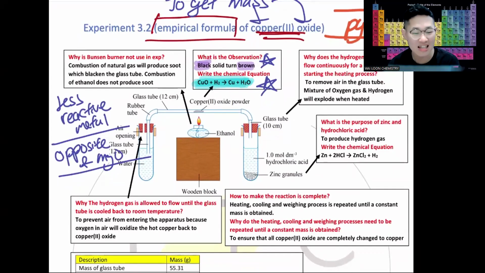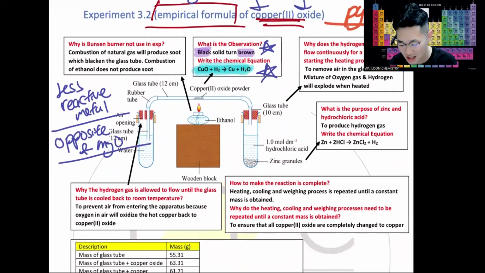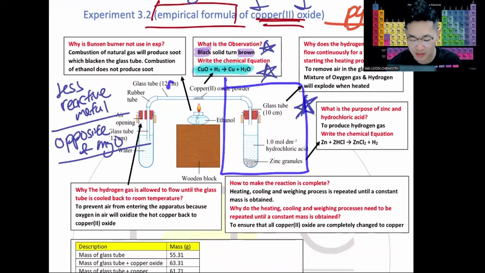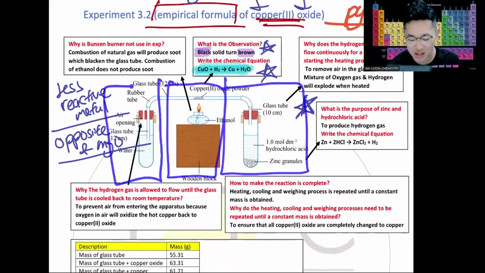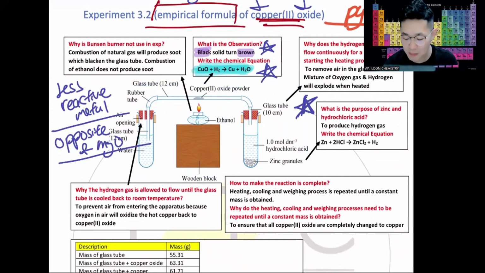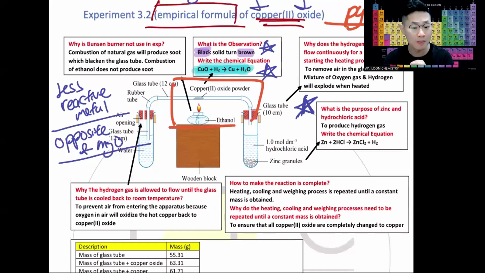Okay, what are the other important things in this experiment? Okay, guys, here, this one. Very important. You see, this diagram is a little bit more complicated than the one we did just now. There are like 3 sections in this set of apparatus. The middle part is where the main reaction happens.